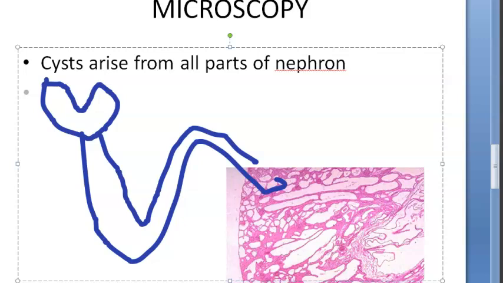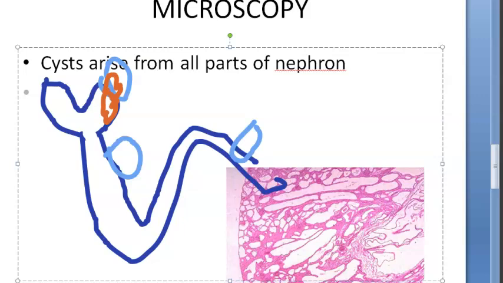From all parts of the nephron, you have cysts arising. It can arise from here, from here, from here, from anywhere. If it arises wherever you have the glomerulus, if there is some glomerular structure here, then you know that it is arising from Bowman's capsule. Very good. If the cyst contains some glomerular tufts, then you know that the origin of the cyst is from Bowman's capsule.